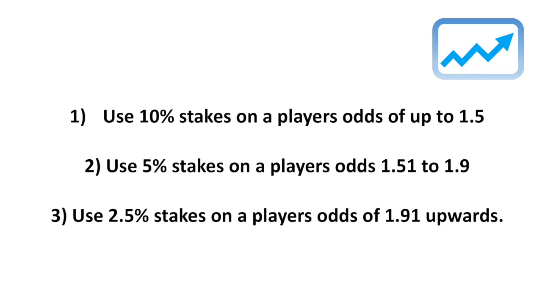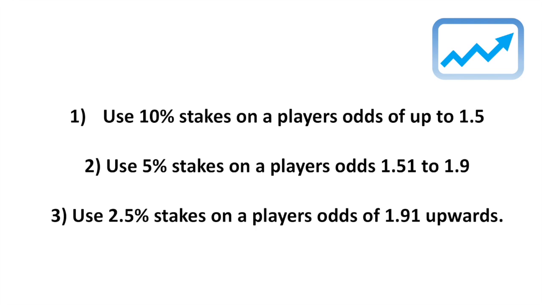There are basically 3 levels of stakes. Number 1, we will use 10% stakes on a player's odds of up to 1.5. We use 5% stakes on a player's odds of between 1.51 to 1.90. And finally, we will use 2.5% stakes on a player's odds of 1.91 upwards.